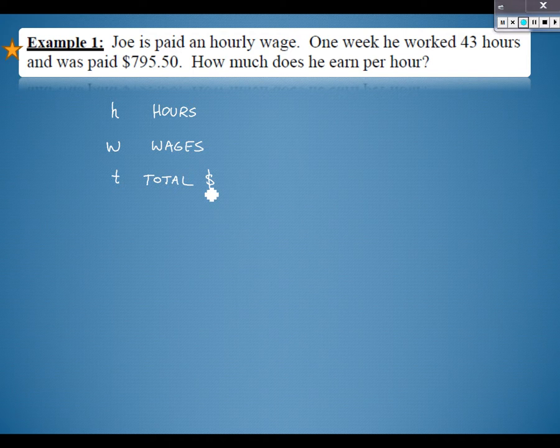So what's the relationship, on any job that you work, between H, W, and T? H times W equals T. It should be true that the number of hours you work times the wages that you're paid equals the total amount of money you get. So when you did that division, a lot of you just did 795.5 divided by 43. What you're doing is actually solving this problem: 795.50 equals W times 43. And when you divide, you get the wages.